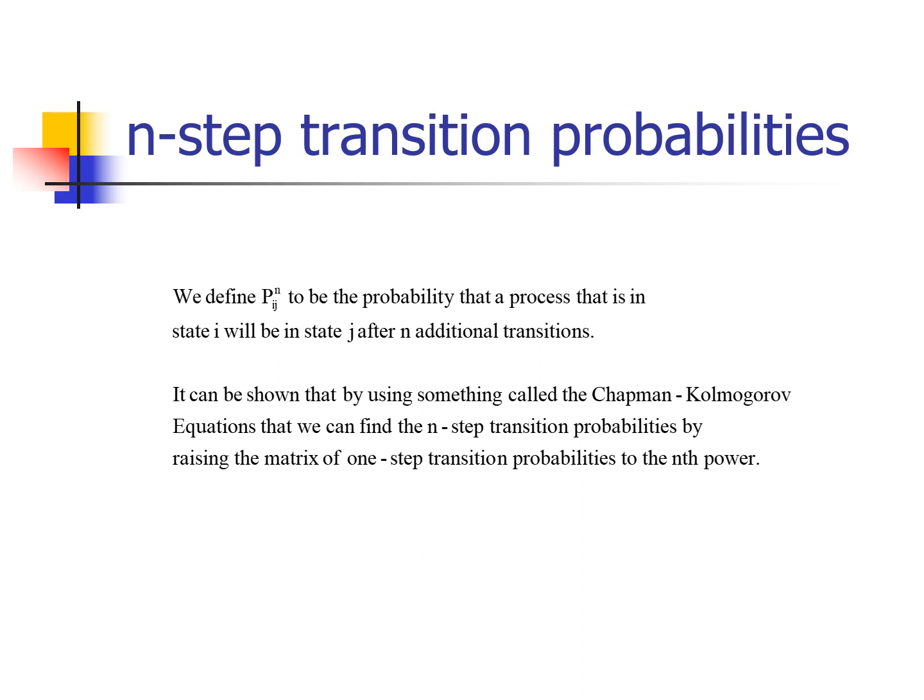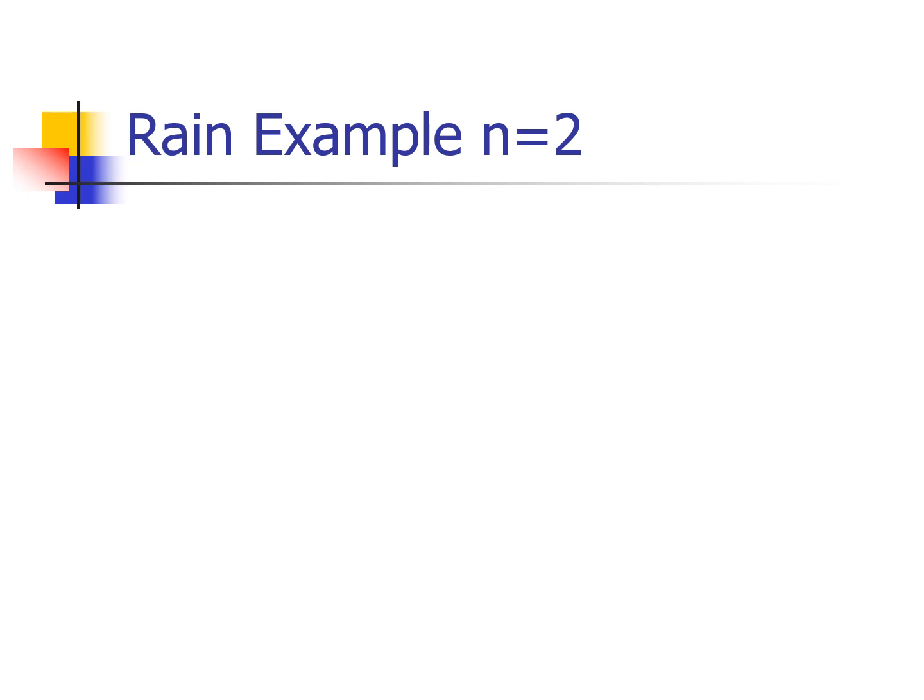And here we're talking about matrix multiplication, which you may or may not be familiar with from linear algebra. It's different than just component-wise multiplication. So let's see what a two-step transition matrix would look like for our rain example.